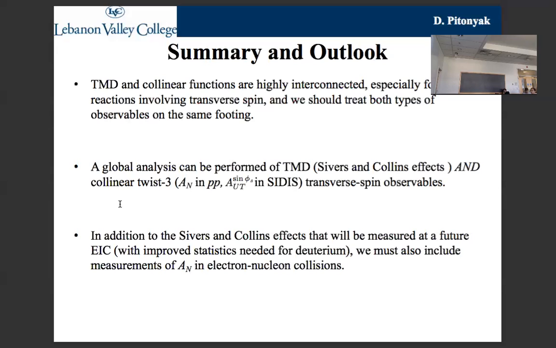So again, the Sivers and Collins effects, A_N in pp collisions, A_UT sine phi_S. And an EIC will be important to measure these, not only the Sivers and Collins effects, but also these A_N observables, like single inclusive pion production, that also have to be measured there as well. Thanks.